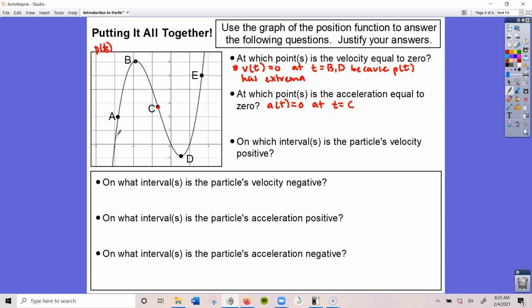And that's because we can see here that between here to C, it's concave down, and then from C onward, it's concave up. So we would say at t is equal to C because P of t has a point of inflection.